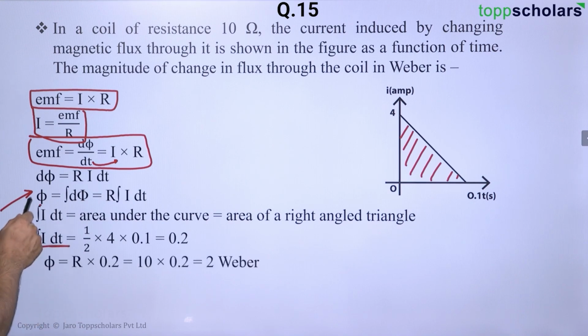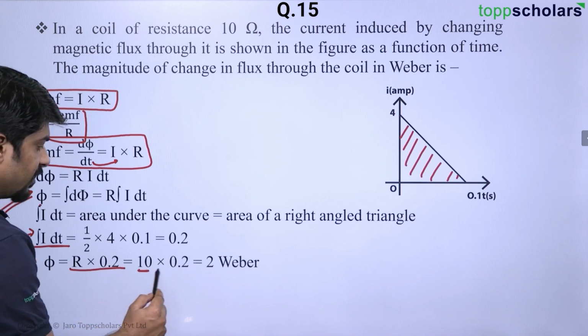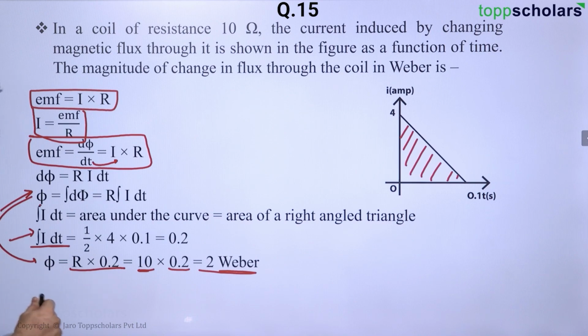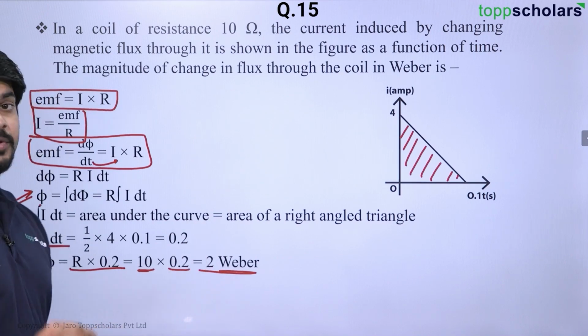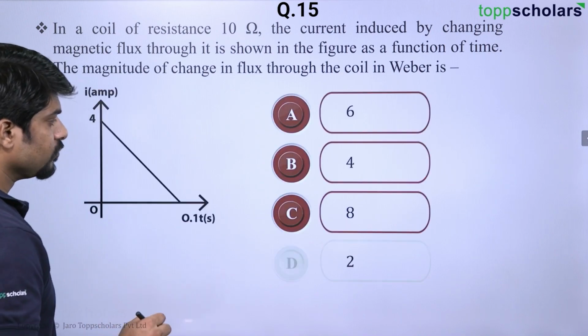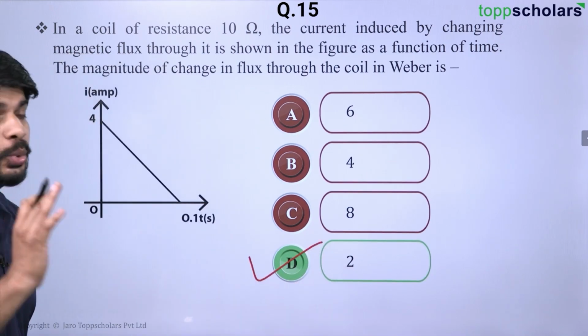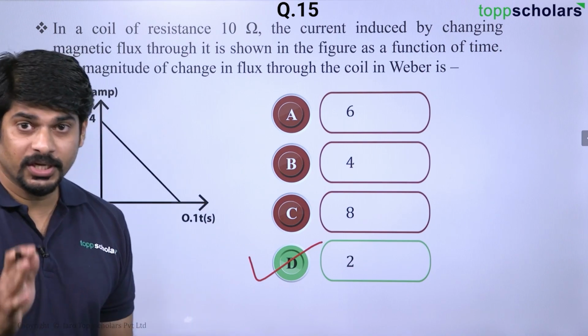Therefore φ will be equal to R into 0.2, and R is 10. 10 into 0.2 is 2 Weber. So the change in flux is 2 Weber. Therefore the correct answer is option D, that is 2.